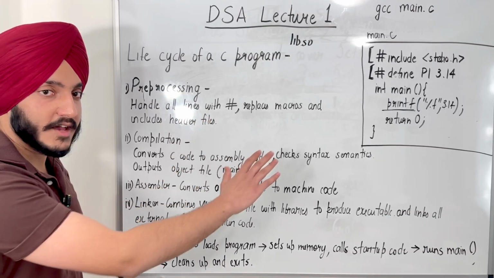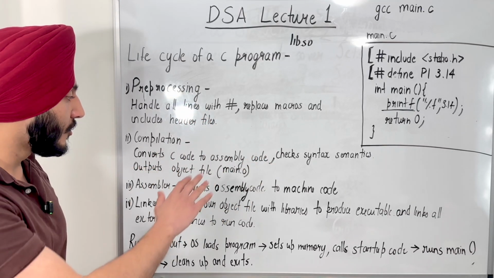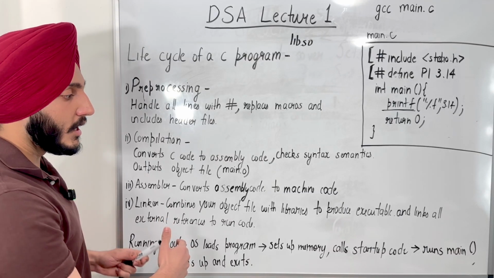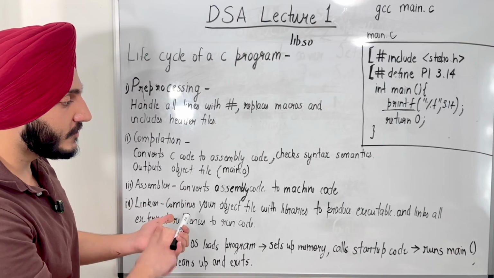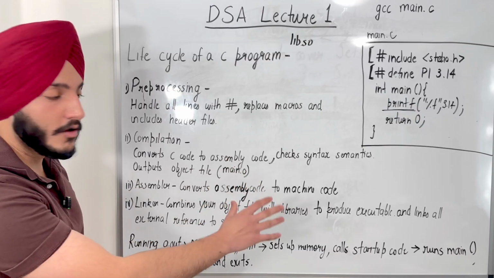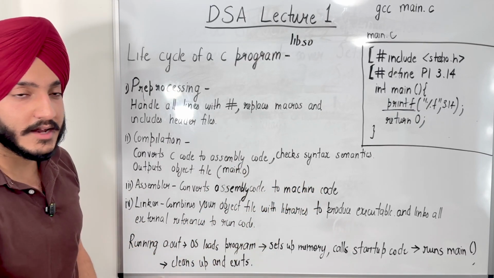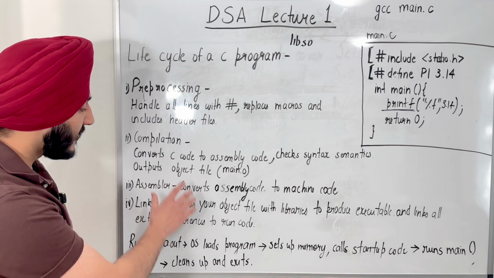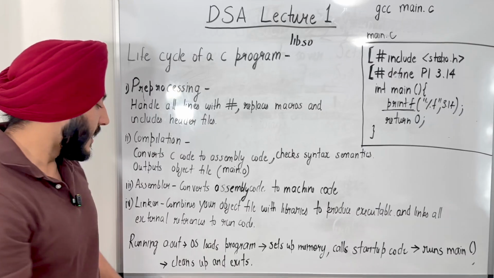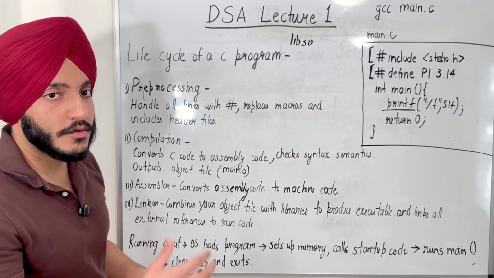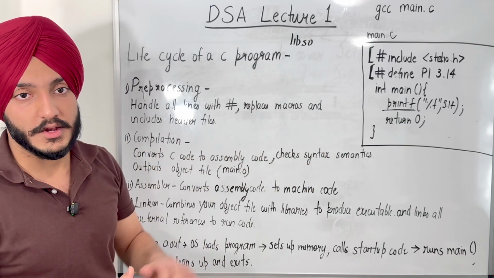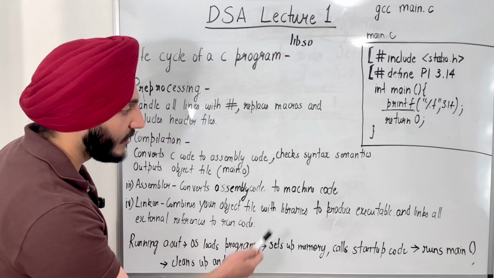Pre-processing takes care of all the hashtags. Compilation is going to convert the high-level C code into assembly code. There are three different forms: C code, assembly code, and then machine code. Compilation converts it into assembly code and checks syntax and semantics, right? Third, the assembler is going to convert the assembly code into actual machine code, which is zeros and ones. And fourth, the linker is going to figure out whatever function definitions we have and link them to the libraries that we need, right? And it's going to result in an a.out file.